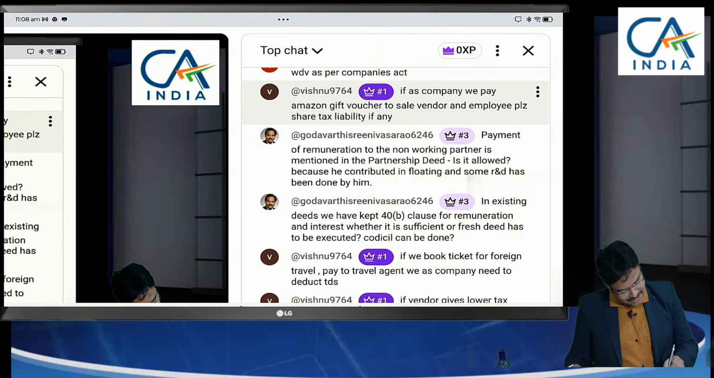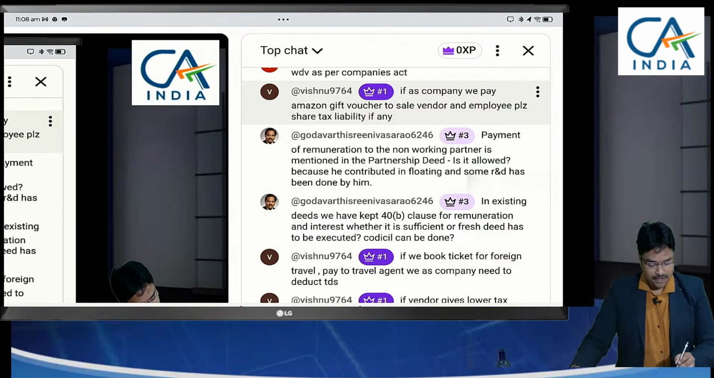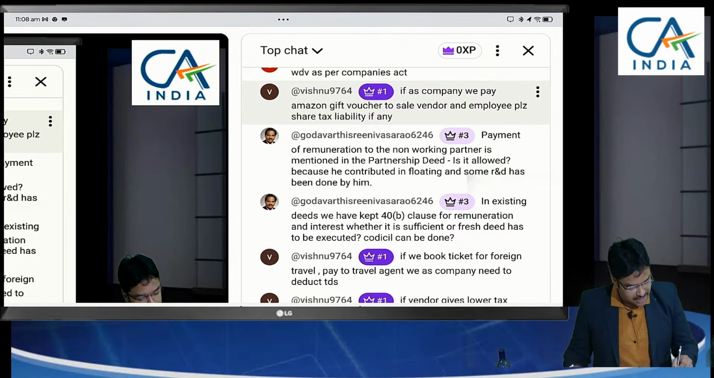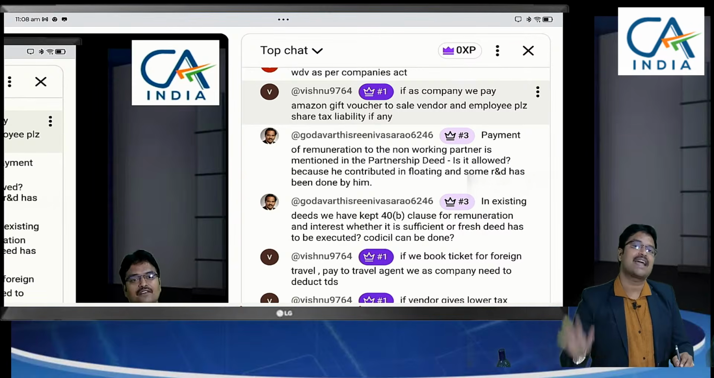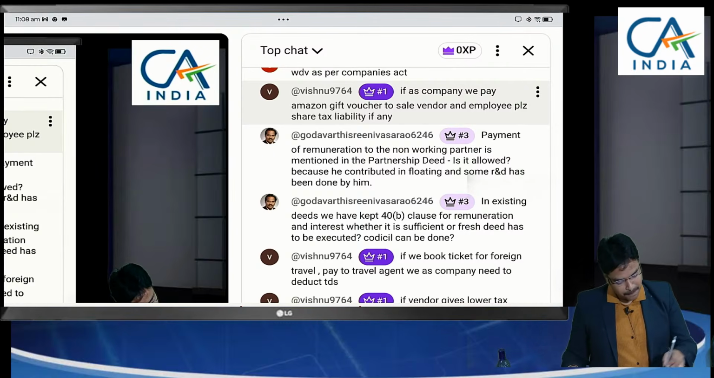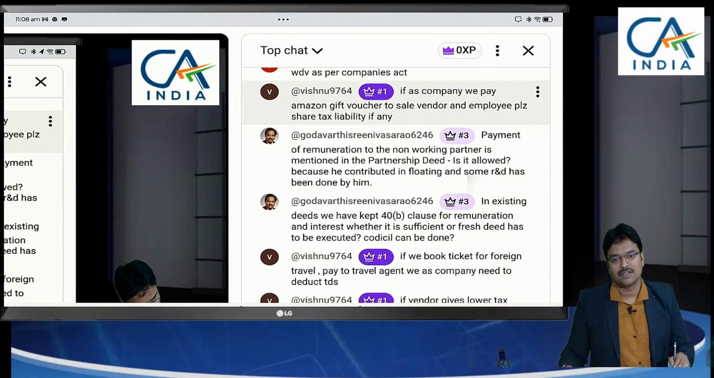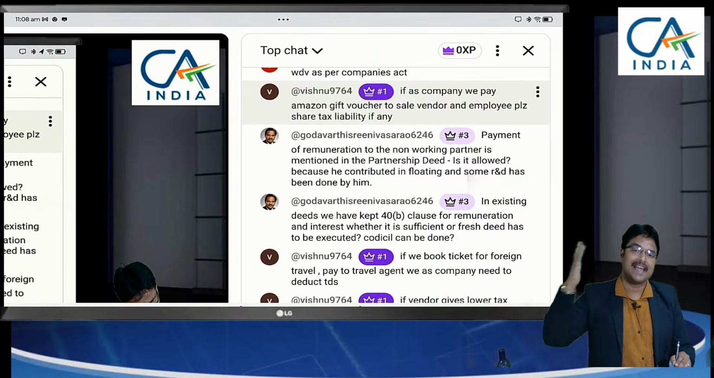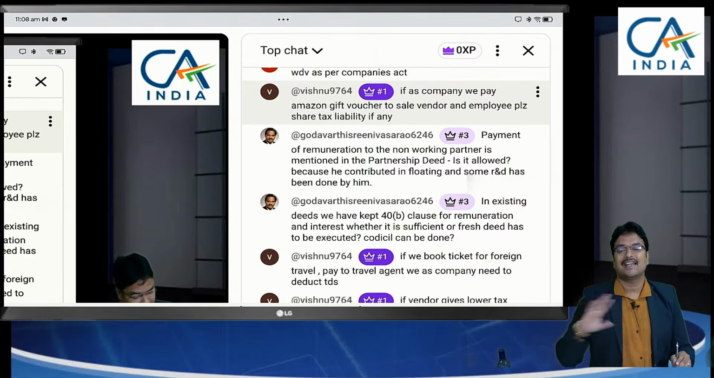Next, in the existing deed, we have kept a 40B clause for remuneration and interest. Is it sufficient? Yes, enough. Percentage of 12% based on book profits. Now the new Income Tax Act has come, so should all the deeds be amended? No need. Repeal and savings, section 536, which we have discussed in the first session. So, even though you have mentioned section 40B in earlier partnership deeds, that need not be amended now.